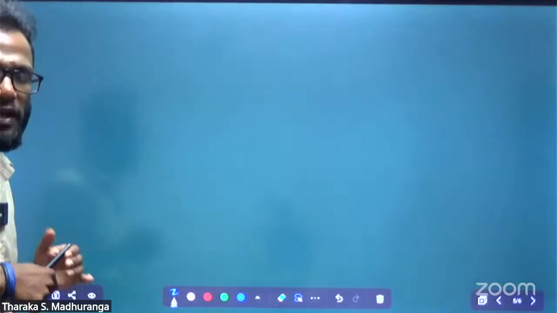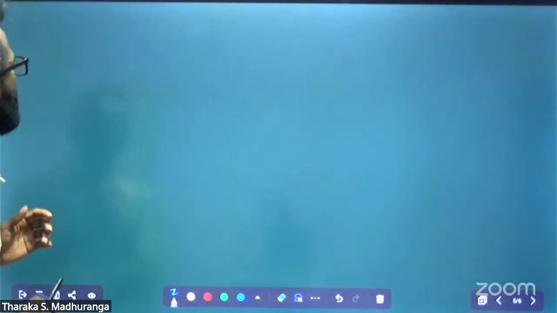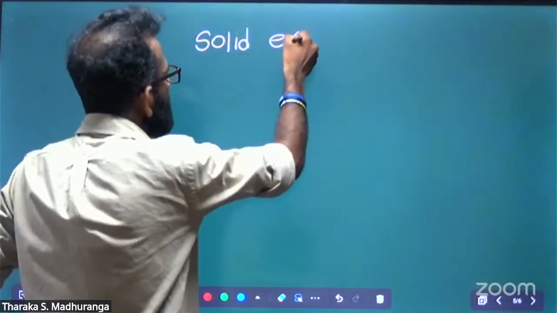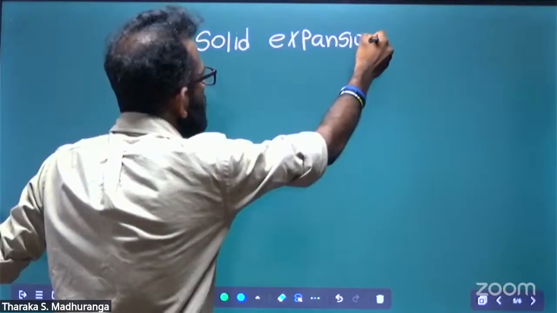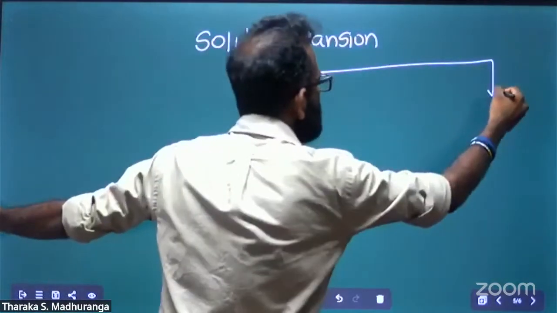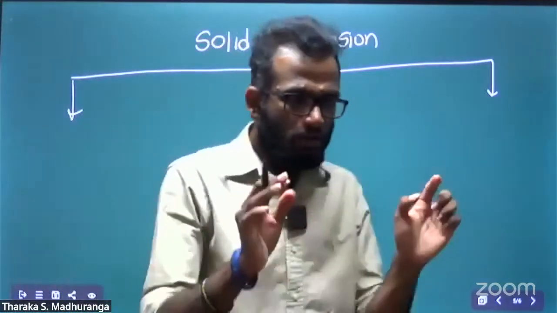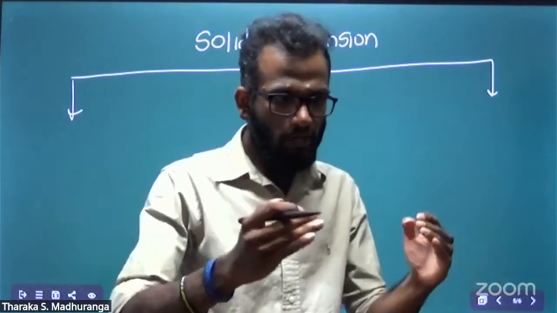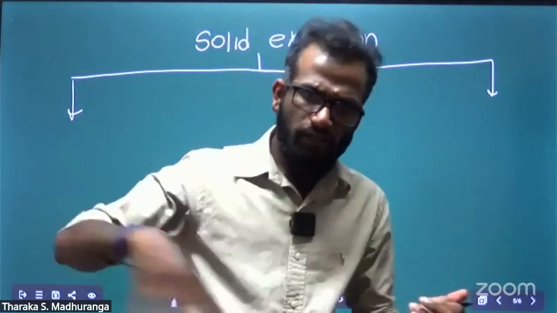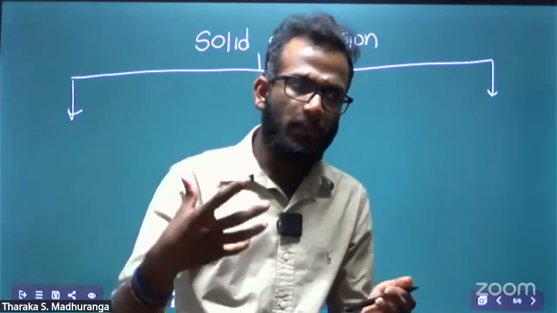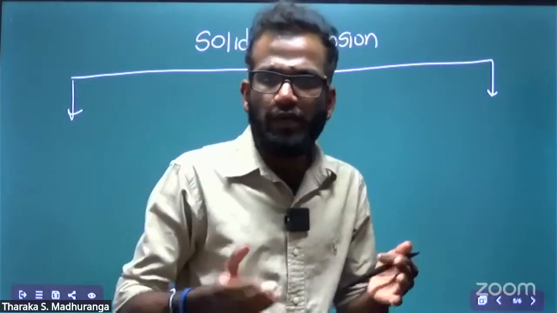Write down star mark. Solid expansion again, main three types. Okay, remember, according to matter type, thermal expansion: solid expansion, liquid expansion and gas expansion. Liquid and gas expansion we can discuss later after completing solid expansion. Now we're discussing about solid expansion. When increase the temperature of any solid object, the size increasing, that we called as the solid expansion.